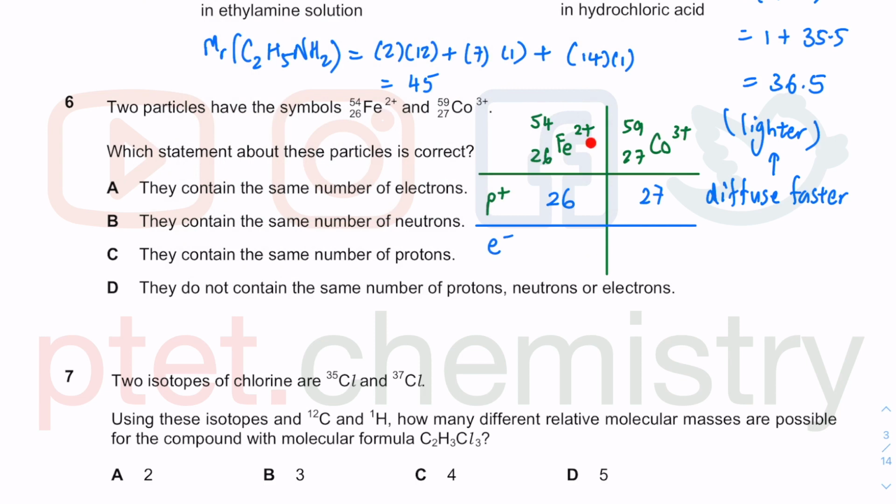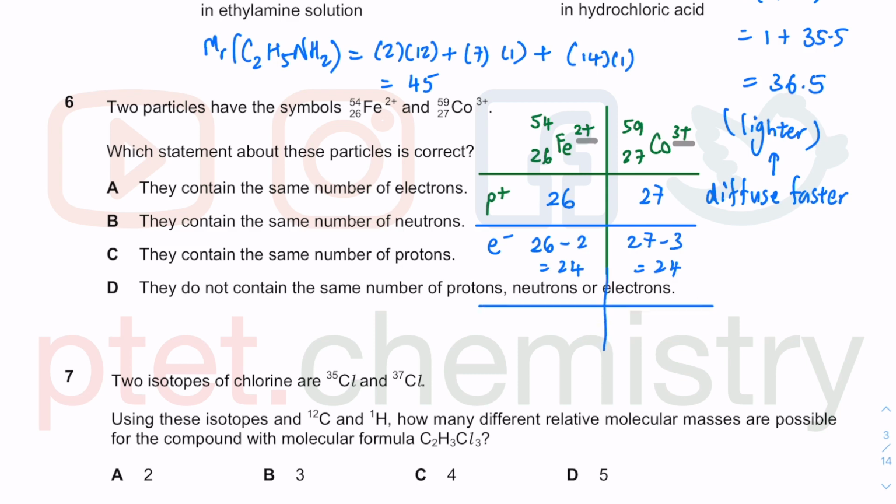These are not atoms, these are ions. Positive ions means that you have lost electrons. In the atom, you will have 26 electrons, same as 26 protons, because atoms are uncharged. So this is 26 minus 2, giving you 24 electrons. This is 27 minus 3, giving you 24 electrons.